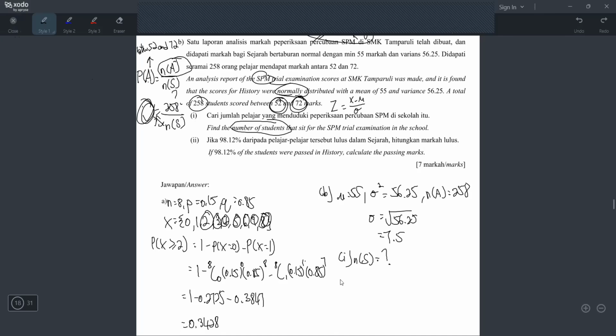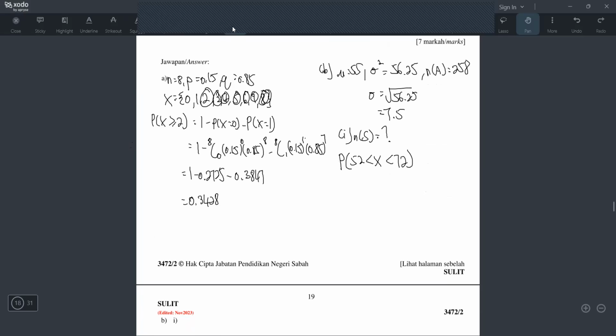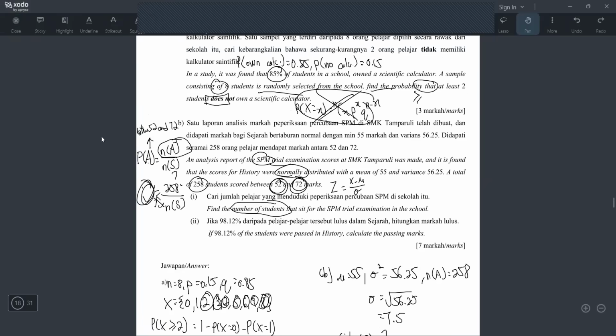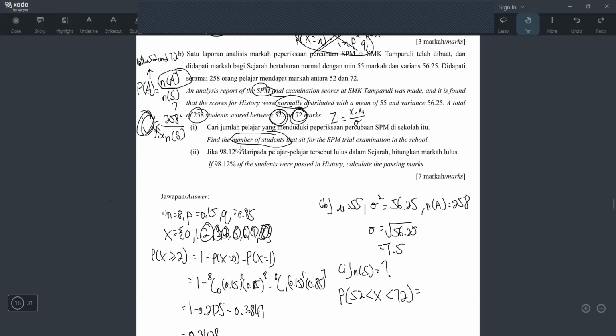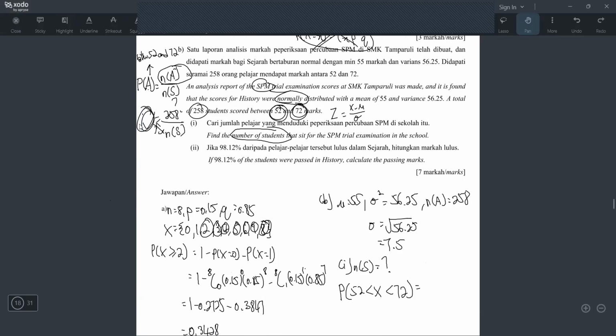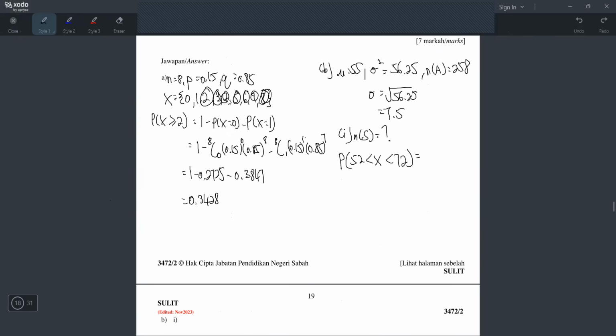But how to write this? P probability, and then I will write X in between 52 and 72. Always write X. For normal distribution, if they give you mean and standard deviation, it will be an X value, which means you have to convert to Z later. So now only you will convert to Z, because you will find the probability. But after you find the probability, you still haven't finished yet, because you still have to use this formula to find the NS, because they want to find the number, not the probability. But let's find the probability first, because you need it.